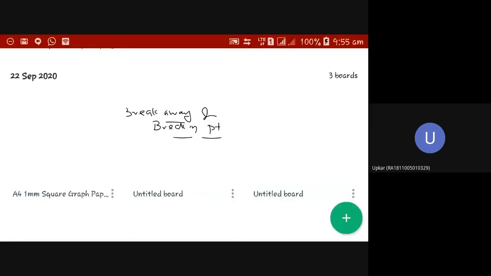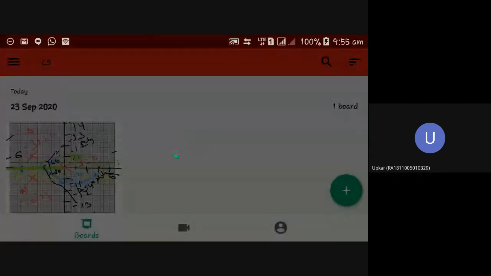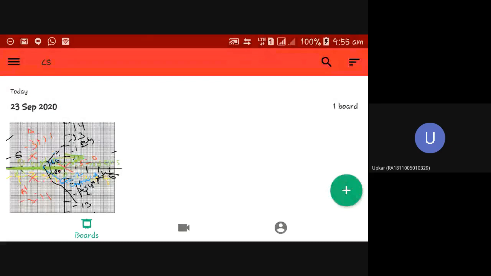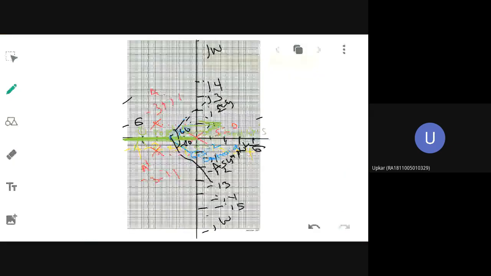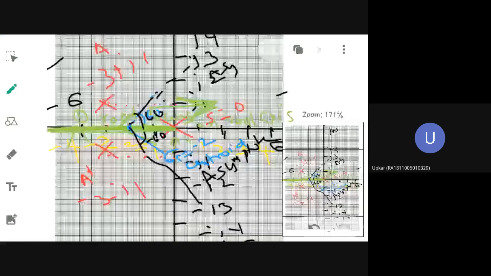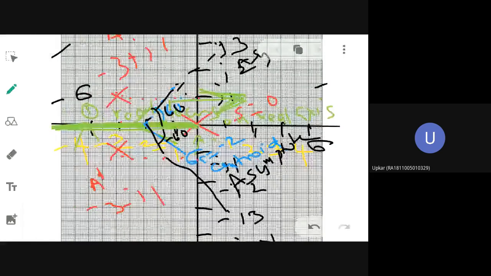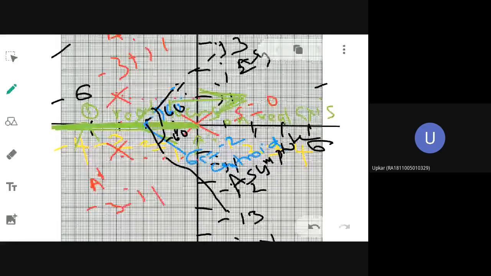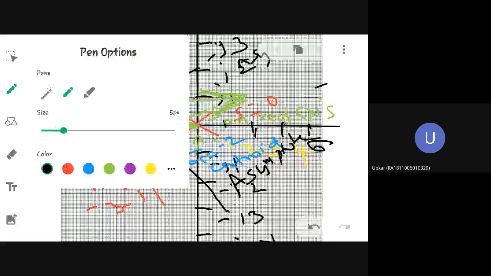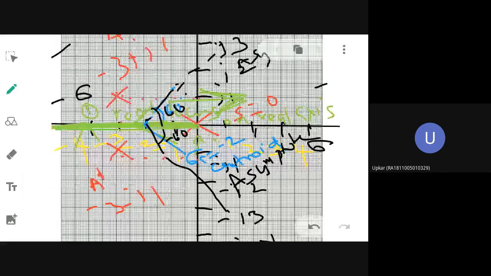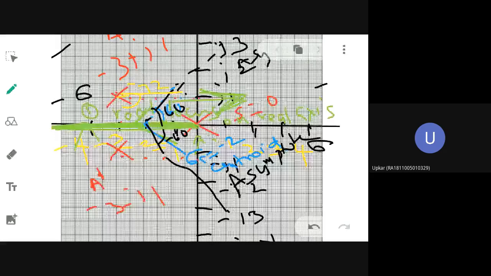Go back to your graph sheet. Okay, I am going back to the graph sheet. Alright, so this is my graph. Now I need to mark the angle. So first angle is minus 72. I am telling you how to mark the angle. Just mark a straight line, and from the straight line you mark the angle minus 72. Use your protractor.